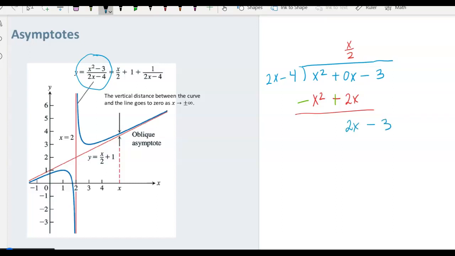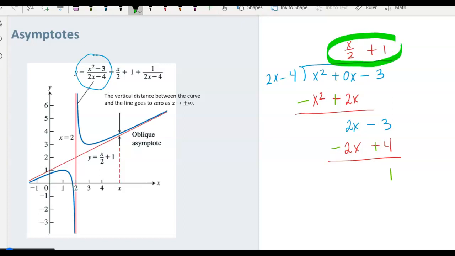We repeat the process. 2x, I need to multiply by plus 1. And then I've got 2x minus 4. This changes to minus, this changes to plus. And so I have a remainder of 1. The remainder doesn't matter in this case, but the part that matters is what we get as our quotient.